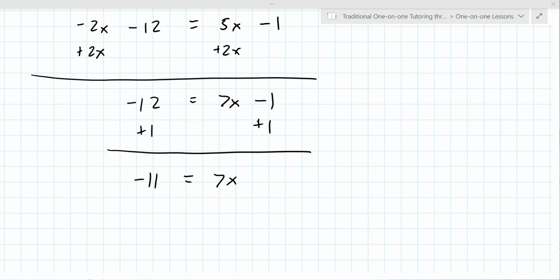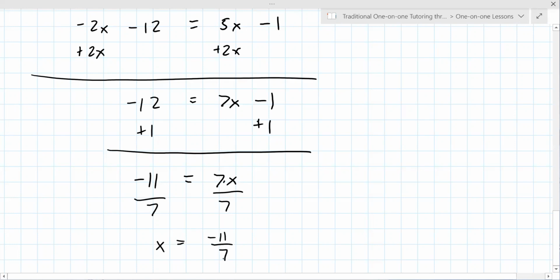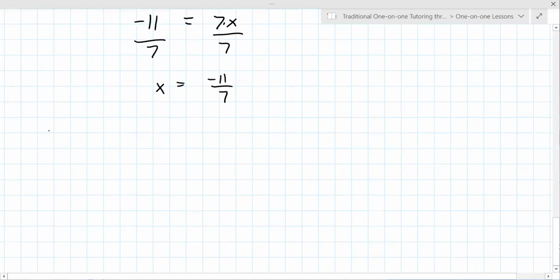And from here, oh, and then you divide by 7 because it's multiplying. So x is -11 over 7. Yeah. Yeah, I'm still kind of new to this.